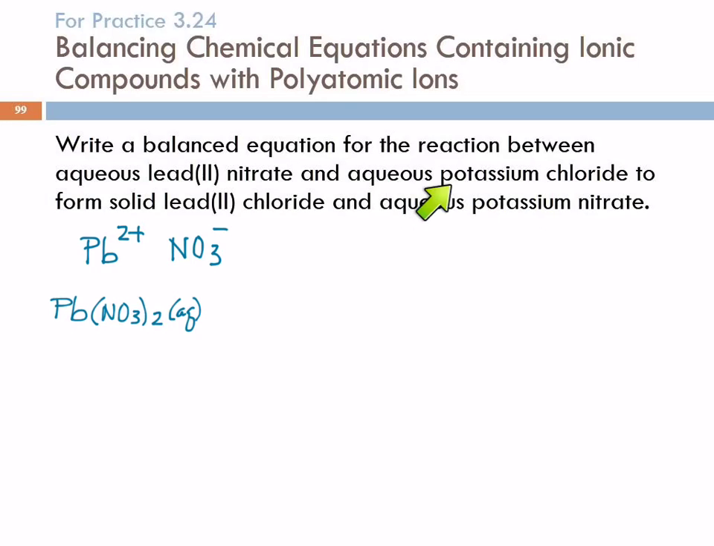Aqueous potassium chloride. What's the formula for potassium ion? Well, the potassium ion is K, but what's the charge? +1. And chloride comes from chlorine, and what charge does that have? -1. So +1 and -1, all we have to do is push these two together. KCl, and that's aqueous.